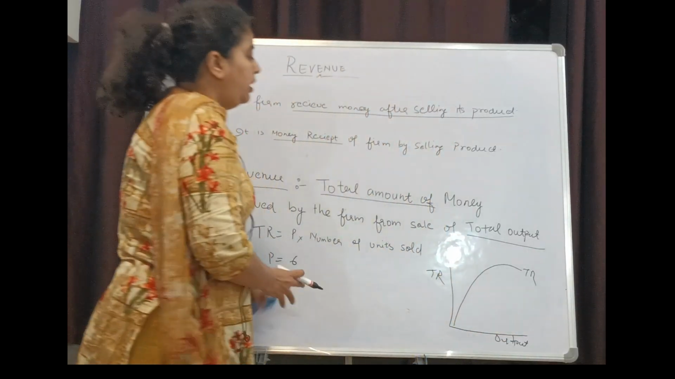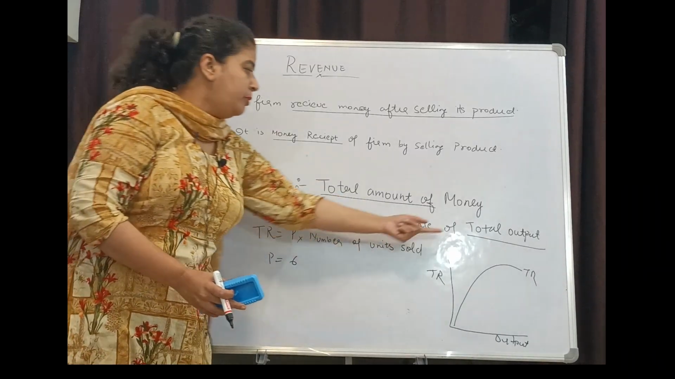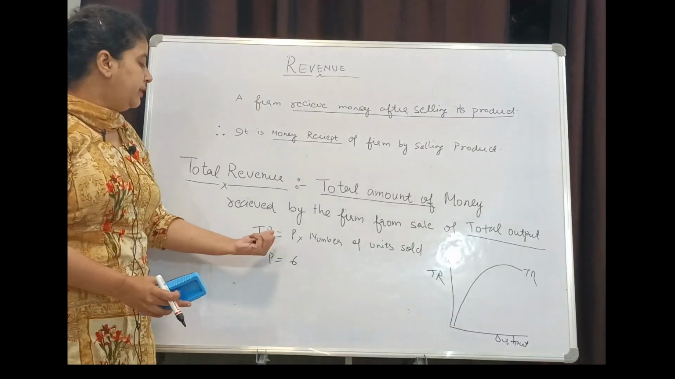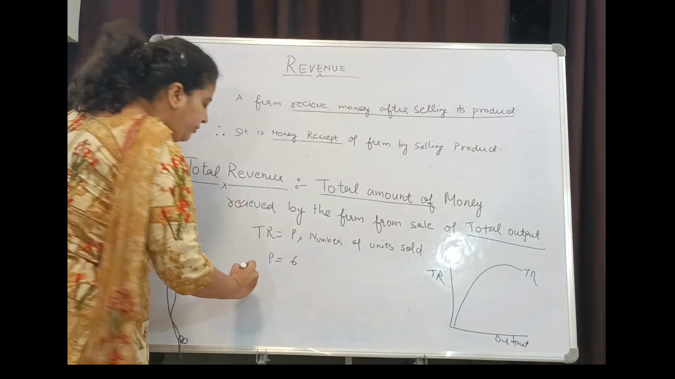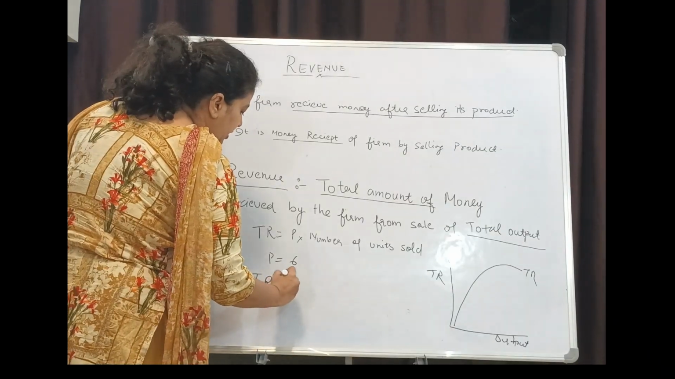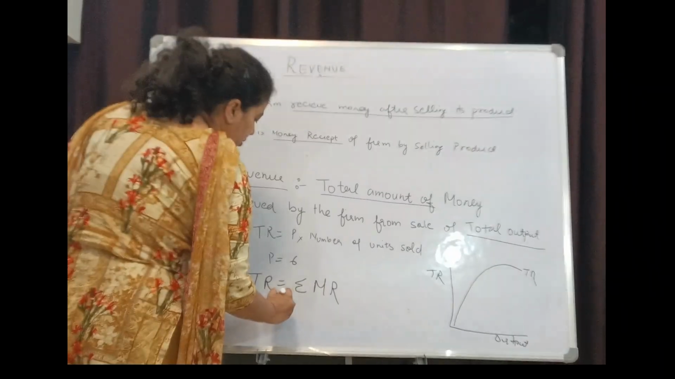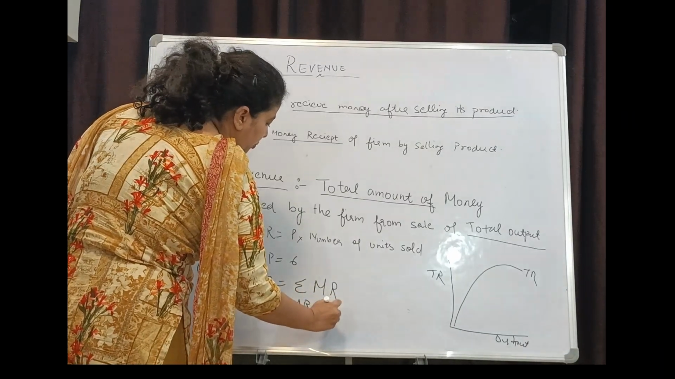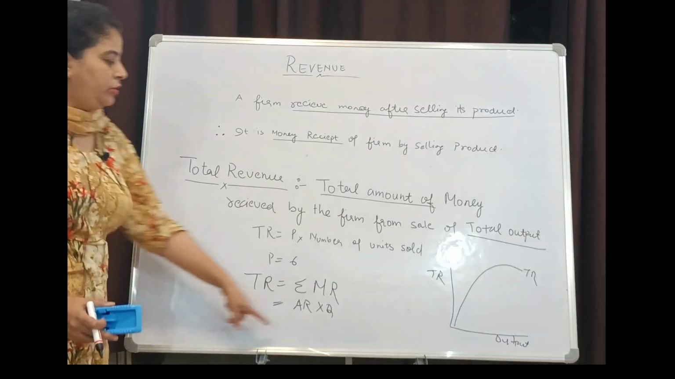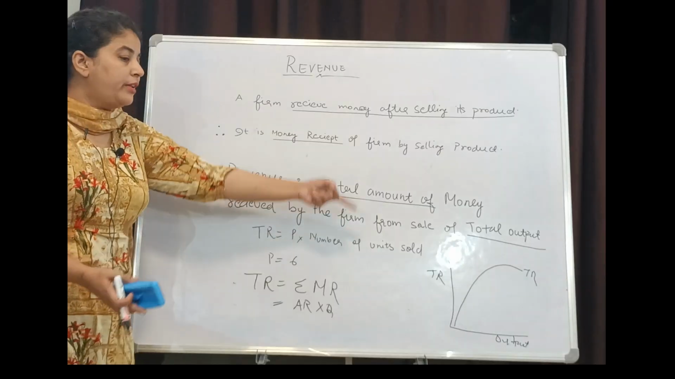So this is total revenue, the total amount received by a firm from sale of total output, that is TR equals P into Q, or TR we can write as the summation of MR, or AR into Q. That is also what TR denotes. So this is all about total revenue.